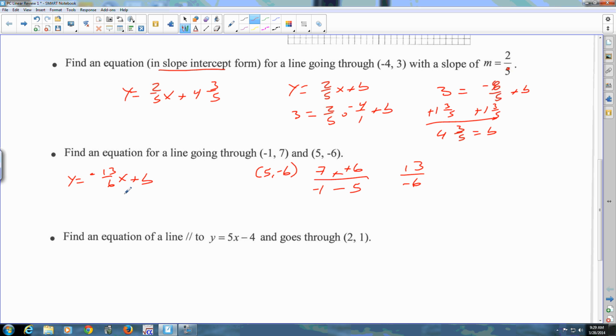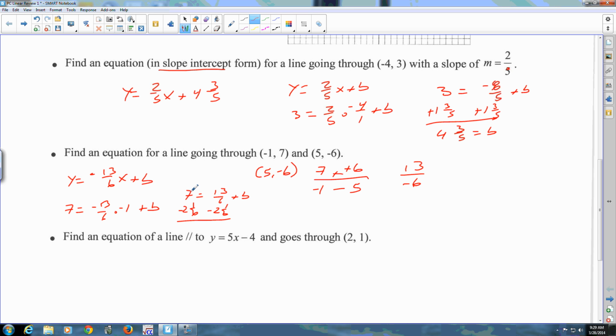And let's see, why am I hesitating? I don't know. I'm going to pick, how about this point? So that would be 7 is equal to negative 13/6 times negative 1 plus b. So that's 7 is equal to positive 13/6 plus b. That's positive 2 and 1/6. I have to subtract 2 and 1/6 off of both sides.